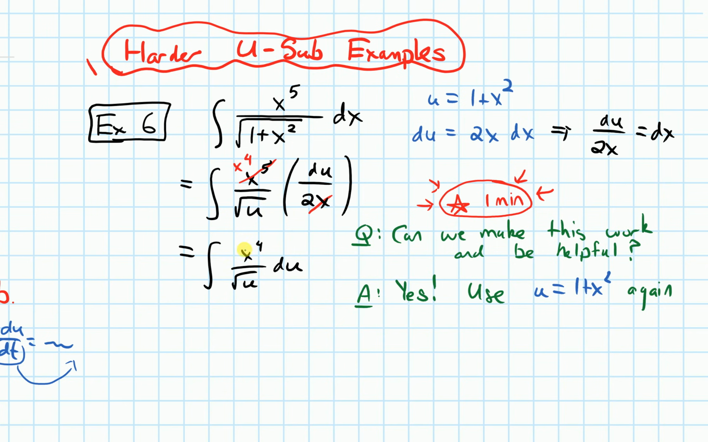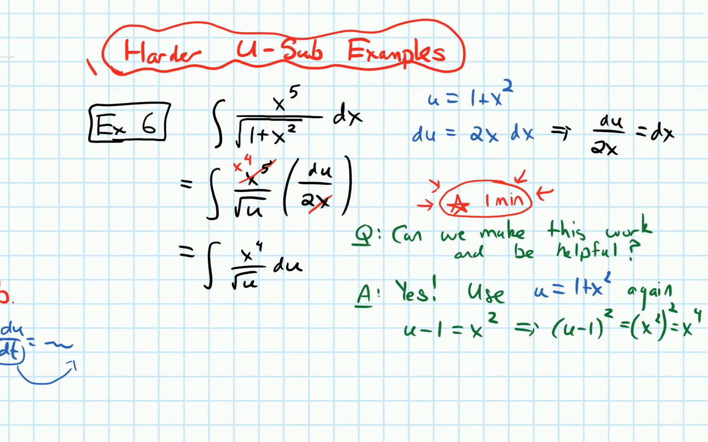So I need to plug in for x to the 4. Let's isolate the x. So we would get u minus 1 is equal to x squared. So if I want to get x to the 4th, I just square both sides. So (u minus 1) squared would be equal to x squared squared. And with a power to a power like this, we multiply the powers. And we get x to the 4th.